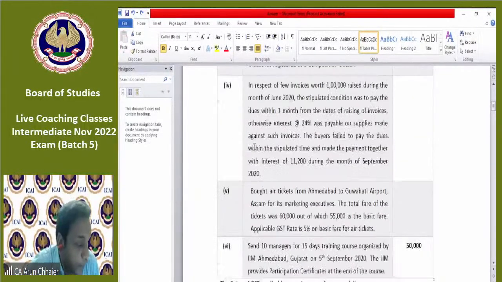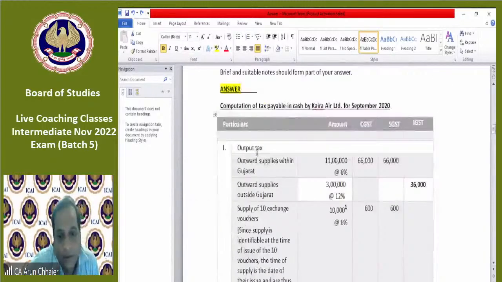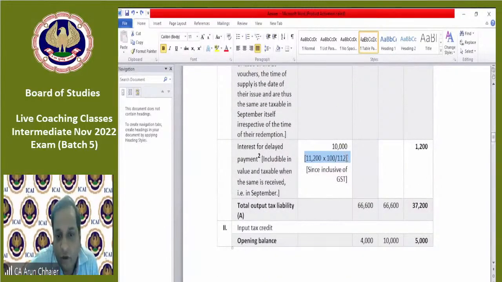Serial number 4 was the 11,200 interest part. So for 11,200, you have to do the backward calculation. It is inclusive of tax. The rate of tax is 12%, so 112 multiplied by 100. The basic value comes to 10,000 and the tax rate is 12%. So 1,200 is the IGST.